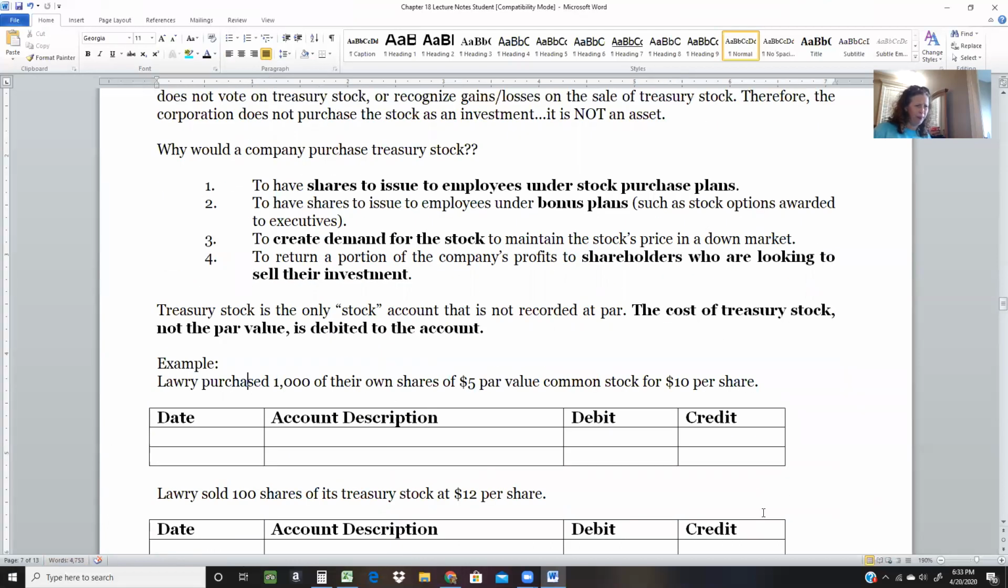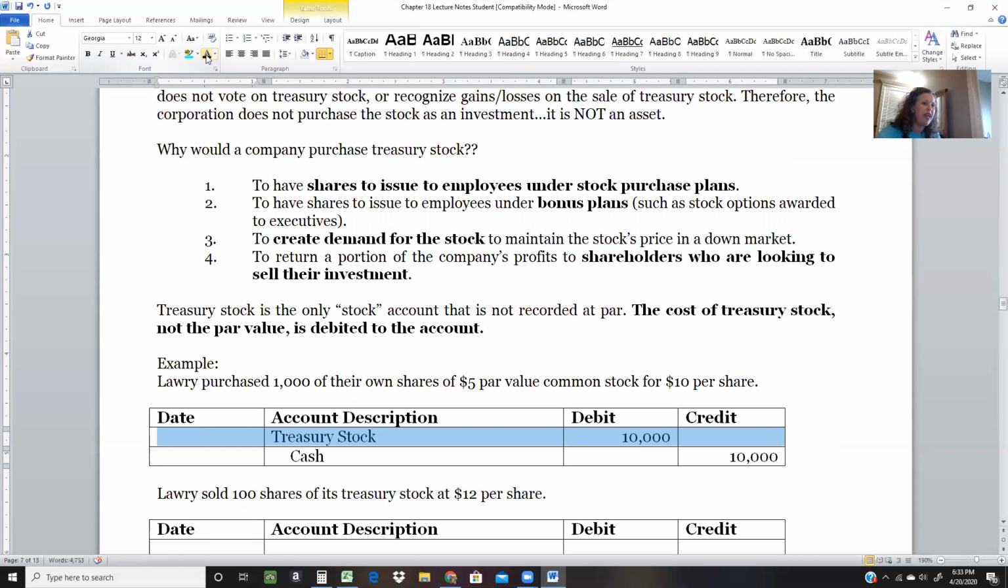All right. Lowry purchased 1,000 of their own shares of $5 par value common stock for $10 a share. So we're buying our own shares out of the market, so we are going to have to pay cash to do such a thing. 1,000 shares at $10 a share, that better be $10,000, right? And we're going to debit treasury stock. Treasury stock is a new account for us. It has a debit balance because it's a contra equity.